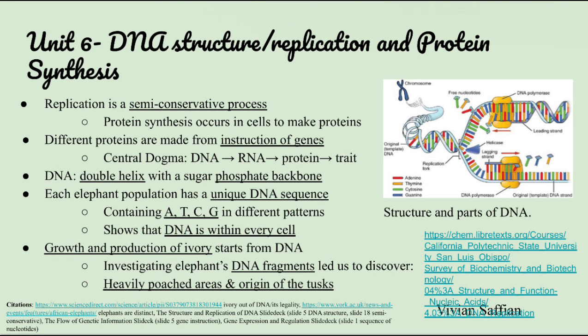And to connect this back to elephants, we figured out that each population has a unique DNA sequence containing adenine, thymine, cytosine, and guanine, just in different patterns. And it shows that DNA is within every cell, just translated differently through every animal and person.